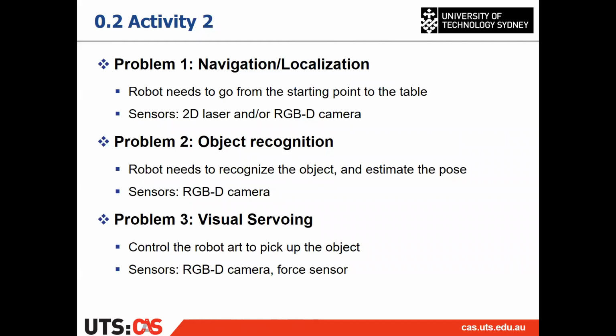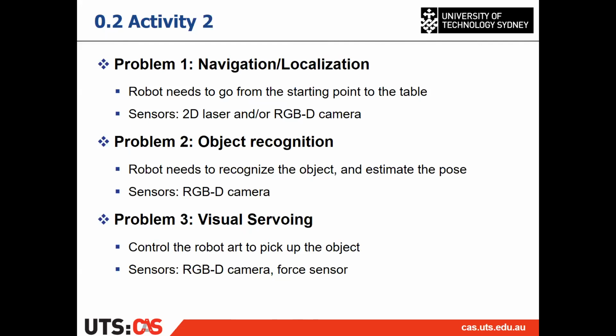Then another problem I listed is object recognition. So after the robot moves in front of the desk, it needs to recognize the object on the table, right? And also it needs to estimate the shape of the object, and also the location and the pose of the object. Then you can do the planning for the gripper to grasp it, right? So this is for the object recognition.